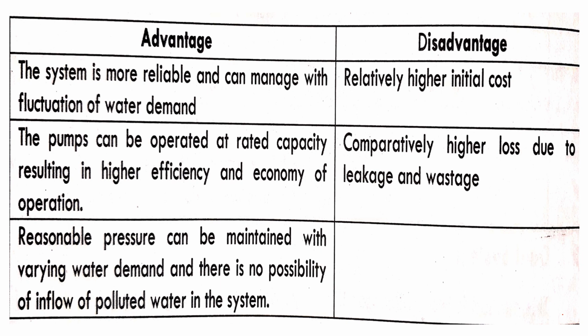Similarly, we can give less pressure if there is less demand, and there is no possibility of inflow of polluted water into the system, right? If the water is polluted inside the distribution system, we can clear it directly, so that there is no inflow. And the disadvantages: initial cost is very high because it includes both systems, and comparatively higher loss due to leakage and wastage, right? Leakage and wastage disadvantage is there, and complications are seen during the construction of dual systems.